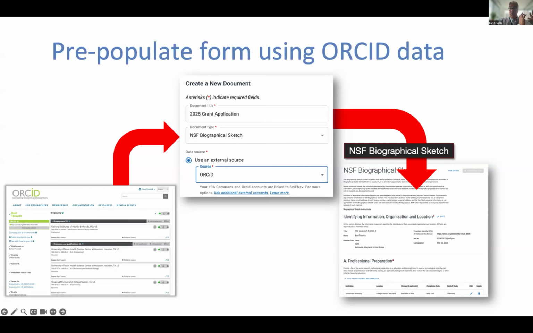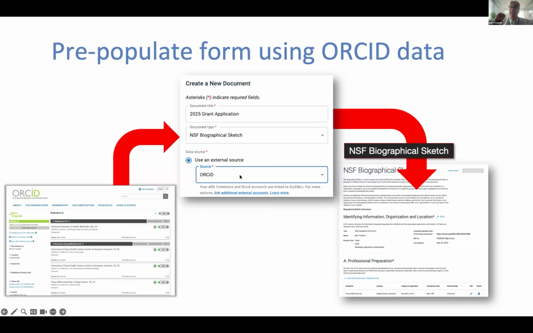But if you've got your ORCID profile, it has all of that information. When you're in SciENcv, you've linked your ORCID account. When you're ready to fill out a form, here I've got a grant application I'm filling out for the National Science Foundation. I'm making a biosketch. I've linked ORCID and I said, you know what? Let's make this fast. Instead of just giving me a blank document that I have to fill out step by step, let's use the information that I have in ORCID.